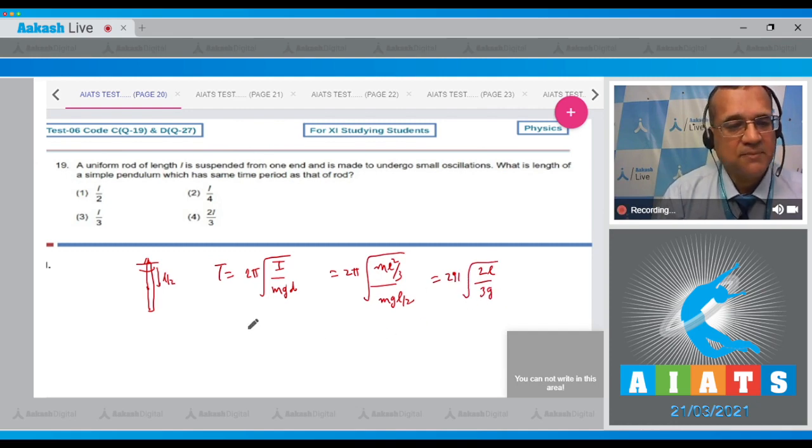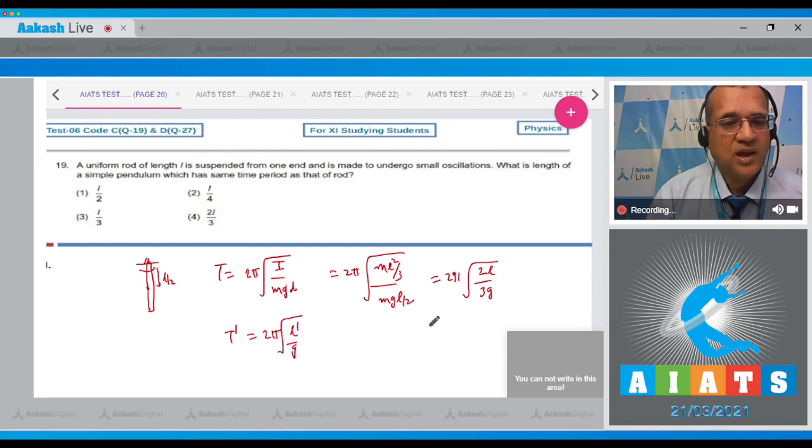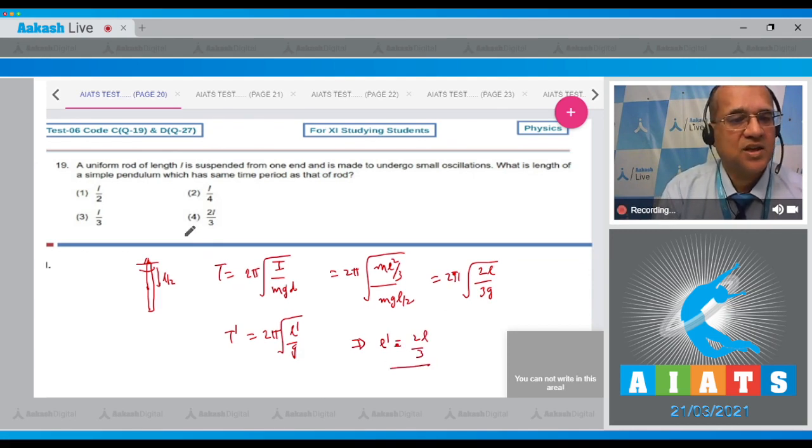And for a simple pendulum, the time period is 2 pi root of L by g. If both have the same time period, we conclude that L prime should be equal to 2L by 3. Therefore, the correct option is option number 4.